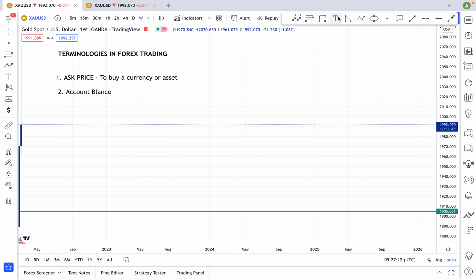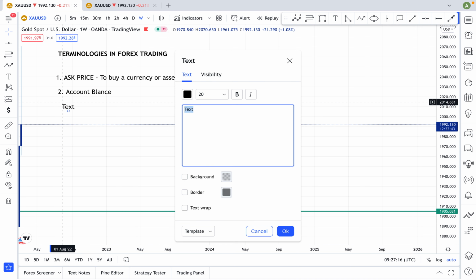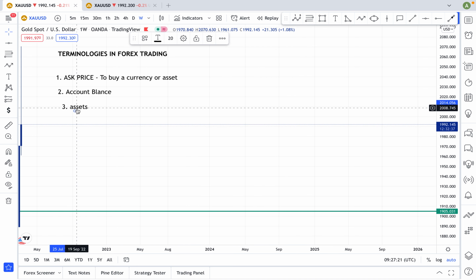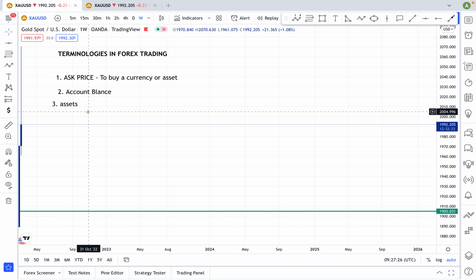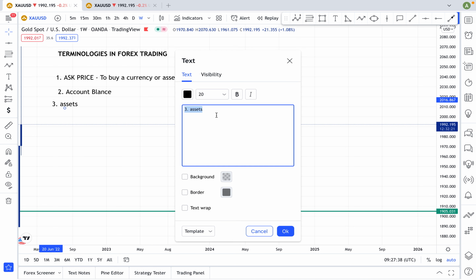So number three, asset. What is this asset? An asset is known as an instrument. It is a product which can be traded on the global financial market. The list of assets includes currencies, commodities, stocks, bonds, and indices. So let me talk more about this.